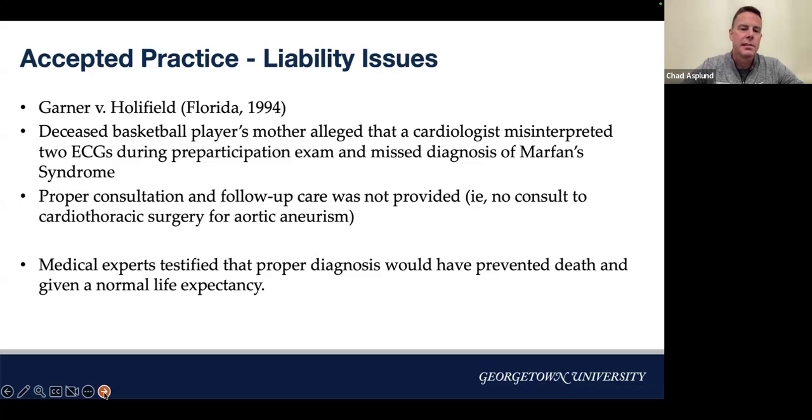So the real key thing here is that consultation is going to be key, and we'll see that in the next few slides. As a primary care sports medicine physician, if something is outside the realm of your scope, like a cardiology issue or a neurology issue, making sure that you're engaging your subspecialty colleagues will certainly protect you.